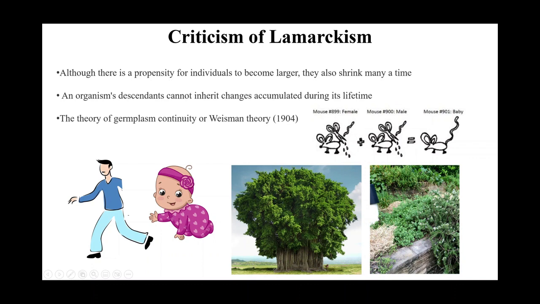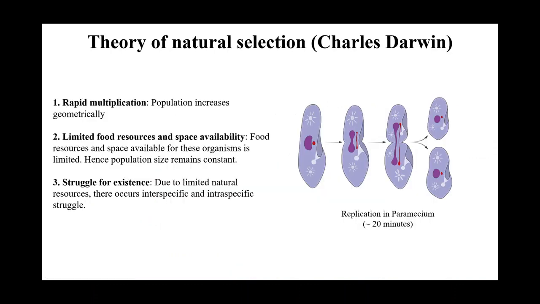And he said that this diversity is because of rapid multiplication, where you see the population increasing geometrically. And then there are limited food resources and space availability. So each organism adapts to its environment, and population size remains constant because of lack of food, but they diversify because they gain new adaptations to adjust to their environment because of the struggle for existence. And then he said that this is not because of use and disuse, but because of variations which are already present in the population that get selected to continue or propagate in the environment. And there is natural selection, where they have the survival of the fittest.